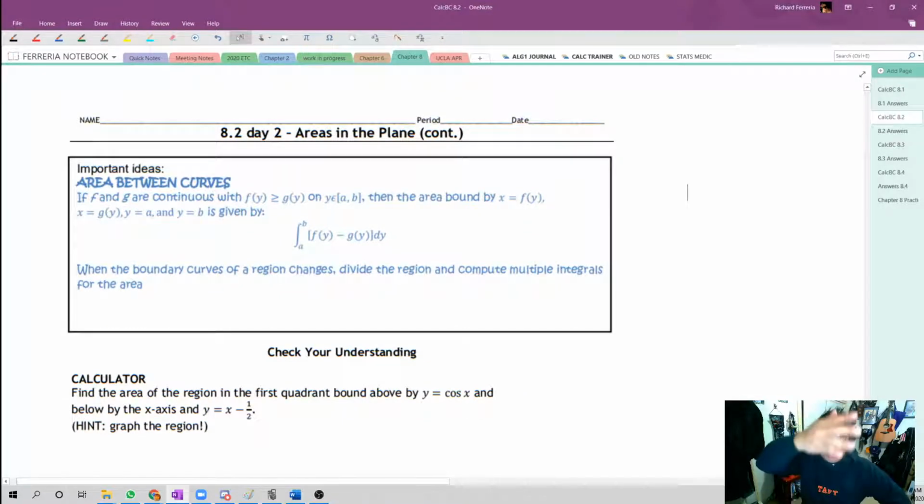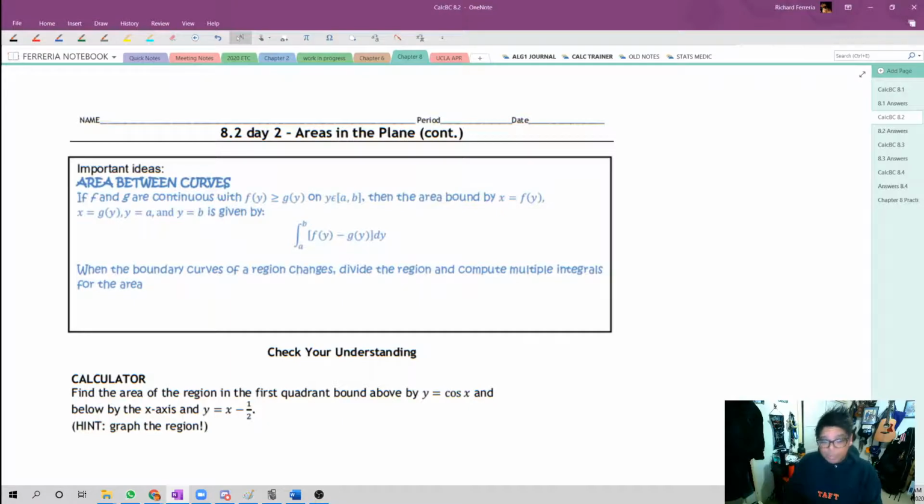And our important idea is the area between curves. If you have continuous functions, then one way to approach it would be just the integral of the right curve minus the left curve. And finally, whenever a boundary curve changes, you're going to have to divide the region at the places where the top curve and the bottom curve change, compute multiple integrals, add all those results together.